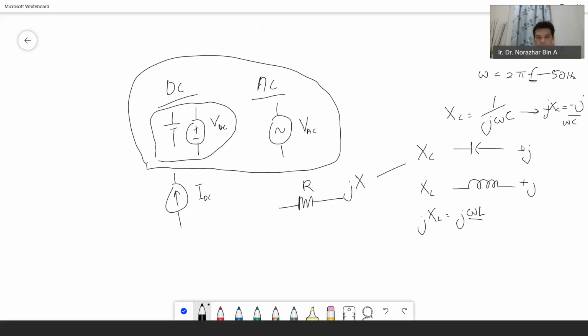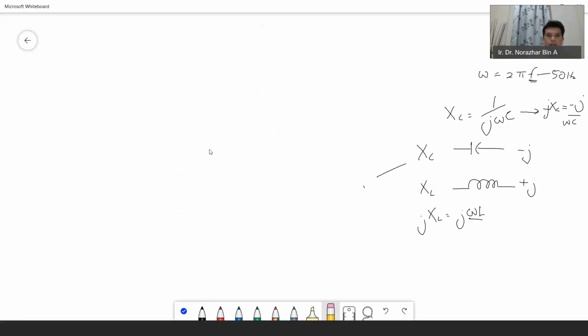Okay, now let's see one simple circuit. What is going to happen when we have this kind of circuit? Let's look at one simple example here. Let's consider we have this kind of circuit. Now what happens if we connect a DC voltage with a resistance and also with an inductance? What is going to happen?